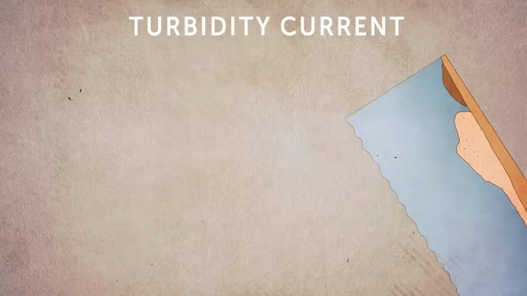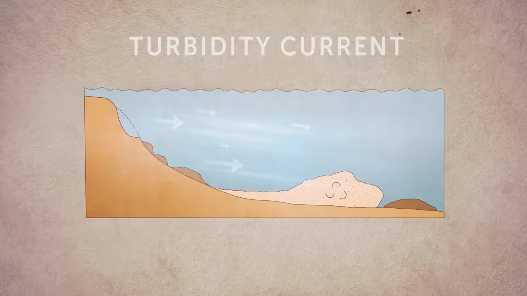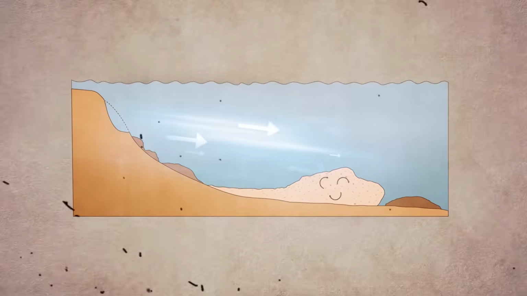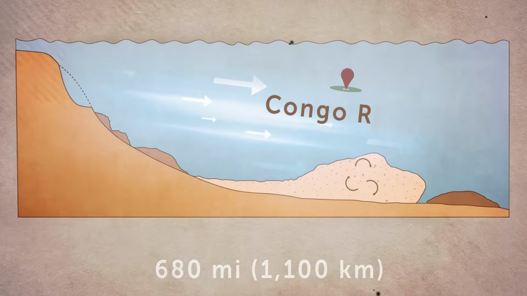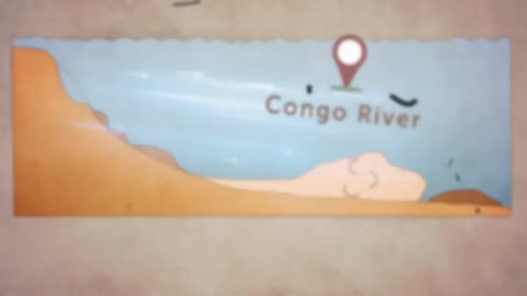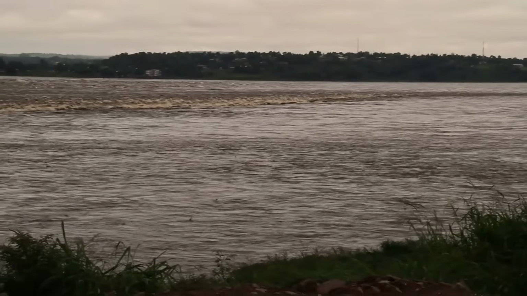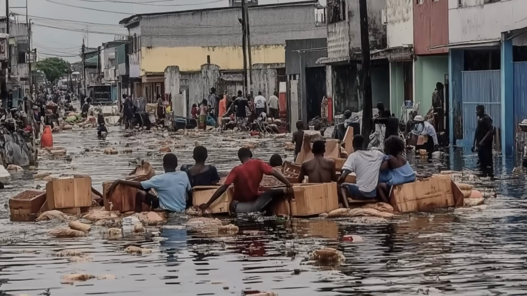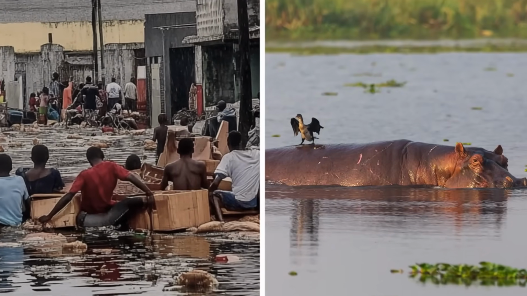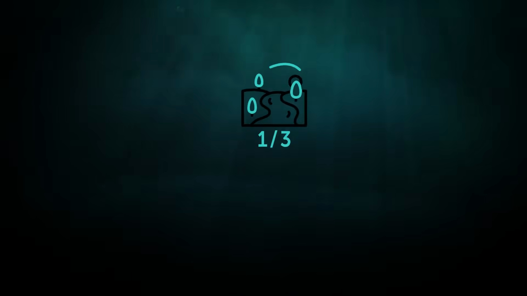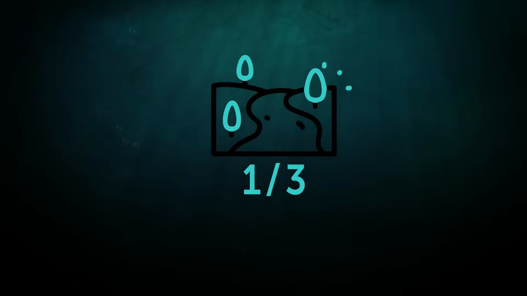A turbidity current, a rapid, downhill flow of water containing a lot of sediment, rushed more than 680 miles from the Congo River estuary in the deep sea. This current appeared due to two factors: terrible flooding along the Congo River in late December 2019 and unusually large spring tides. This resulted in an avalanche of sand and mud. Its volume was equivalent to 1/3 of all the sediment produced annually by all the rivers in the world.